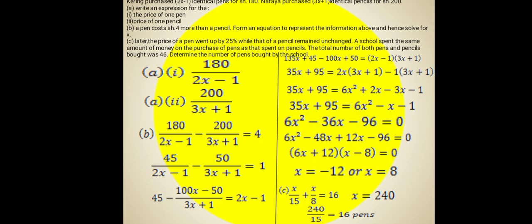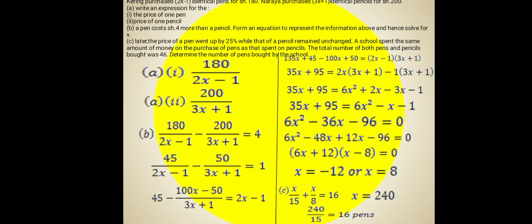Now participants have been asked, later the price of a pen went up by 25%, while that of a pencil remained unchanged. A school spent the same amount of money on the purchase of pens as that spent on pencils. The total number of both pens and pencils bought was 48. Determine the number of pens bought by the school.